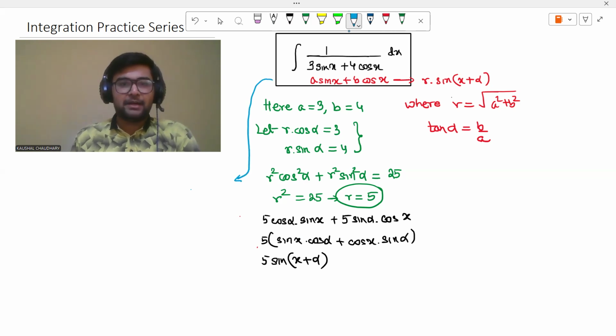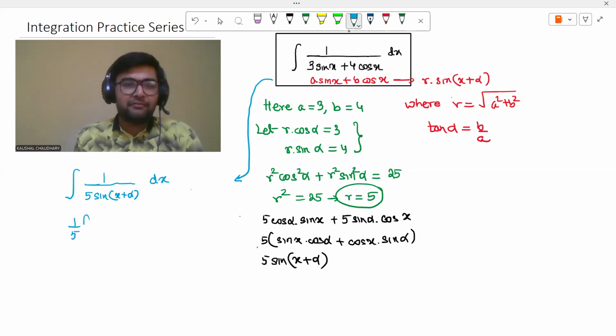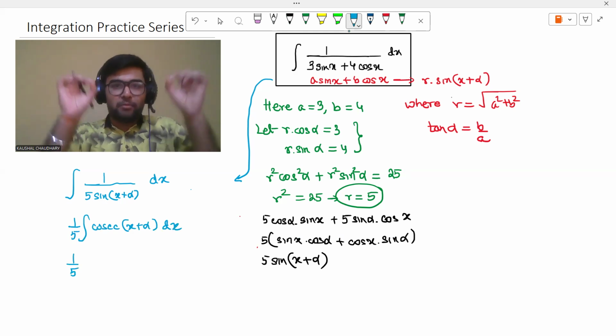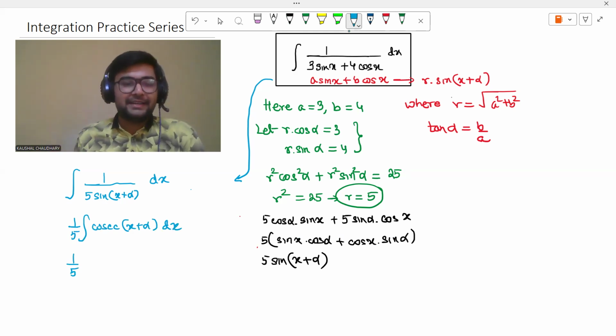So our integral becomes integration of 1 upon, the denominator can be written as 5 sine(x plus alpha). Alpha is a constant. 1 by 5 will be taken out and we are getting integration of 1 by sine, means cosec(x plus alpha). We know that the integration of cosec x is log mod tan x by 2. So integration of cosec(x plus alpha) will get log mod tan of (x plus alpha) by 2 plus c.